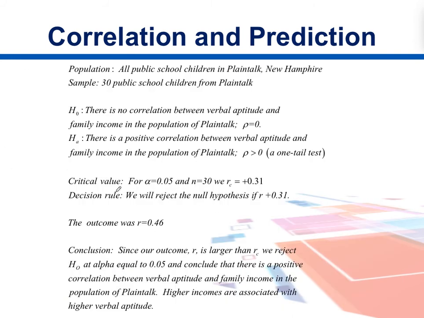So this critical value is 0.31 positive, and our calculated value for r was 0.46, so this is greater than the critical one, so we reject the null hypothesis. Since this r calculated is larger than r critical, we reject H naught at alpha equal to 0.05, and we conclude that there is a positive correlation between verbal aptitude and family income, and that we apply to the whole population of the children in Plainstock, New Hampshire. Higher incomes are associated with higher verbal aptitude.